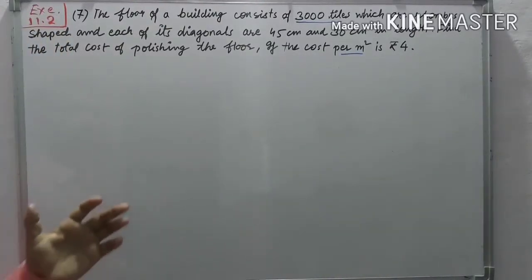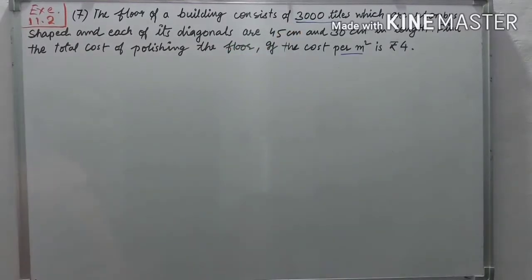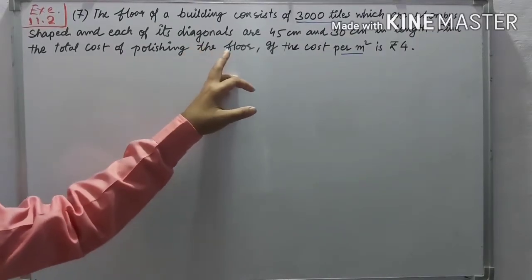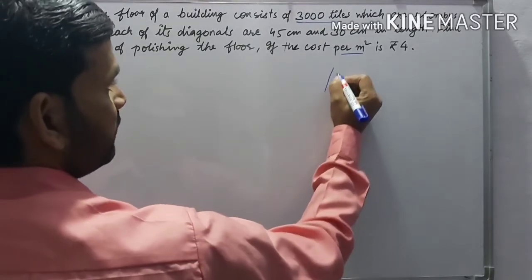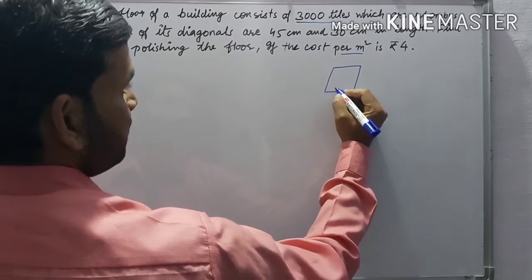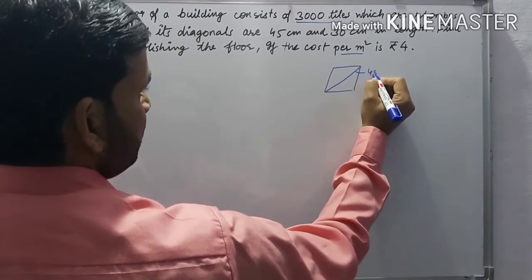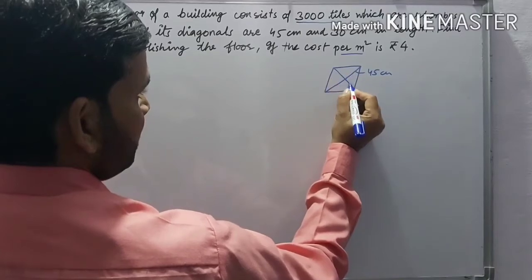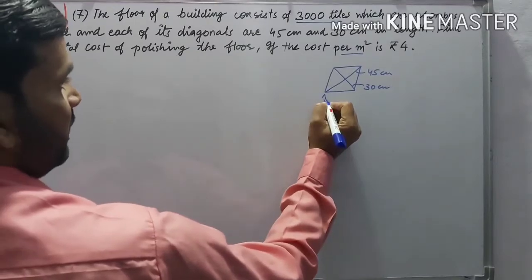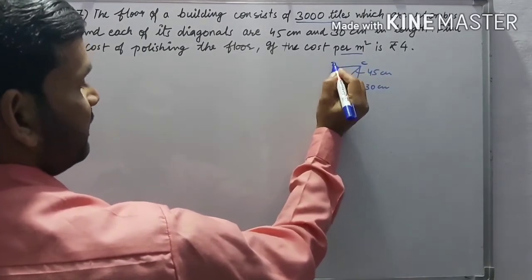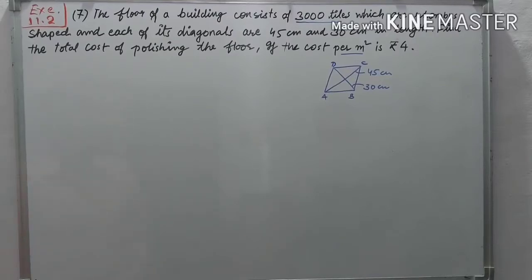Here the important point is that the cost per meter is 4 rupees. The floor requires 3000 tiles, and the lengths of the diagonals of one tile are 45 centimeter and 30 centimeter. So this is a rough diagram of the rhombus, the tile shape, with A, B, C and D marked and the diagonals given. Now solve the question.